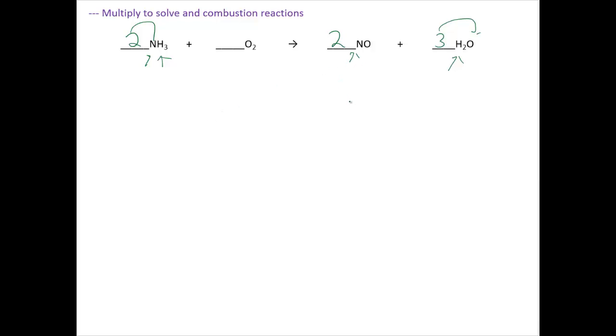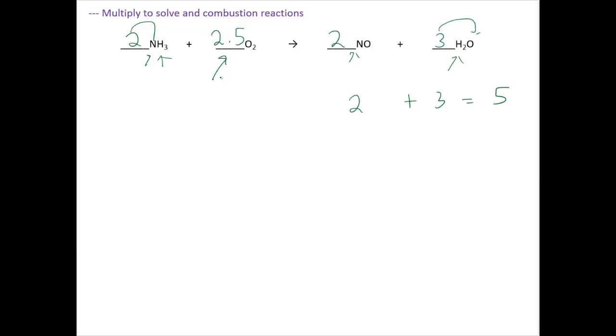Now I notice that I have 2 oxygens here. I have 3 oxygens for a total of 5 oxygens. Well, there's nothing I can put here that would not be a fraction or a decimal, and I want to avoid fractions and decimals when balancing equations whenever possible. But I could put 2.5 here.